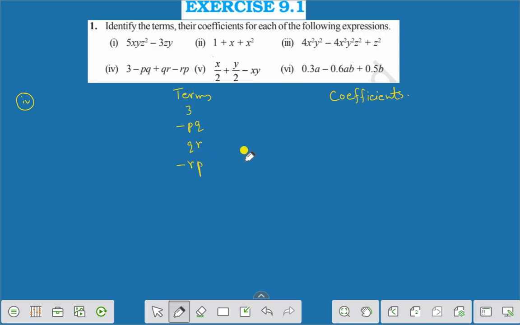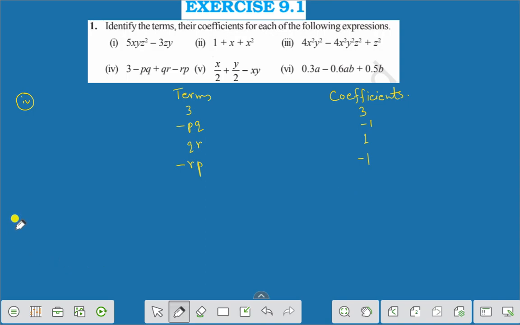The 3 is a constant term. The coefficient is also 3. Minus pq, pq is multiplied with minus 1. The coefficient is minus 1. qr is multiplied with 1. Therefore, the coefficient is 1. rp is multiplied with minus 1. The coefficient of minus rp is minus 1. These are the various coefficients.